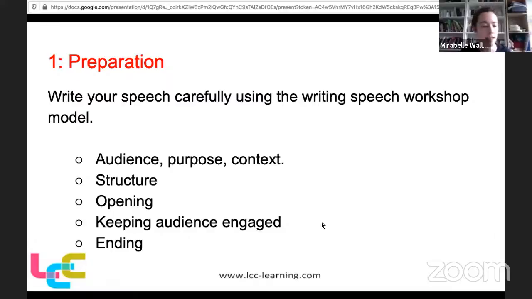And finally, we looked at how to write a conclusive ending, how to leave your audience asking questions as well, and understanding that your speech is over, remembering the main point.